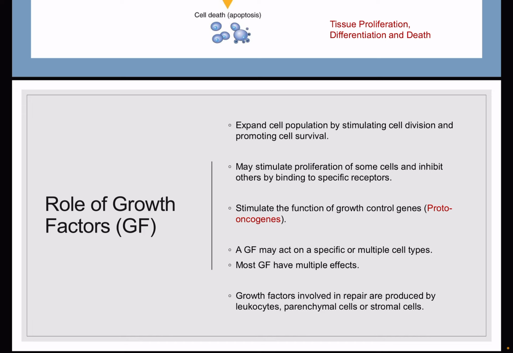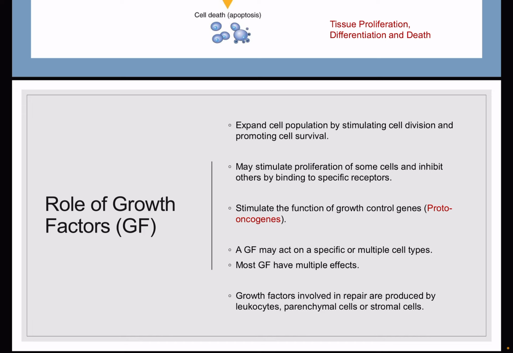Growth factors which are involved in our repair are mainly produced by the leukocytes, parenchymal cells, and the stromal cells, which are your extracellular matrix cells. Now, how do they work? Growth factors work through signaling mechanisms called autocrine signaling, paracrine signaling, and endocrine signaling.